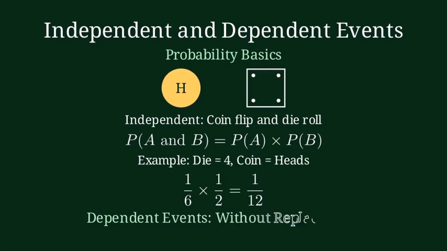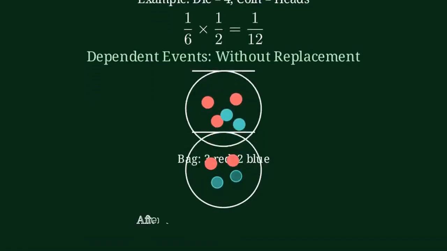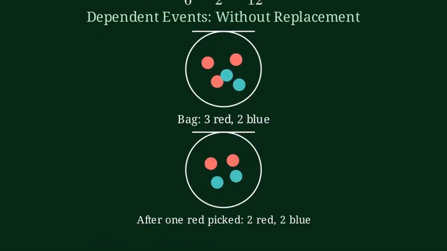Dependent events mean the first event changes the probability of the next event. This usually happens when we do not replace an item. Imagine a bag with 3 red marbles and 2 blue marbles. We pick a marble and keep it. That changes the number of marbles left. After picking 1 red marble, there are only 2 red and 2 blue left. So the probability for the second pick changes.